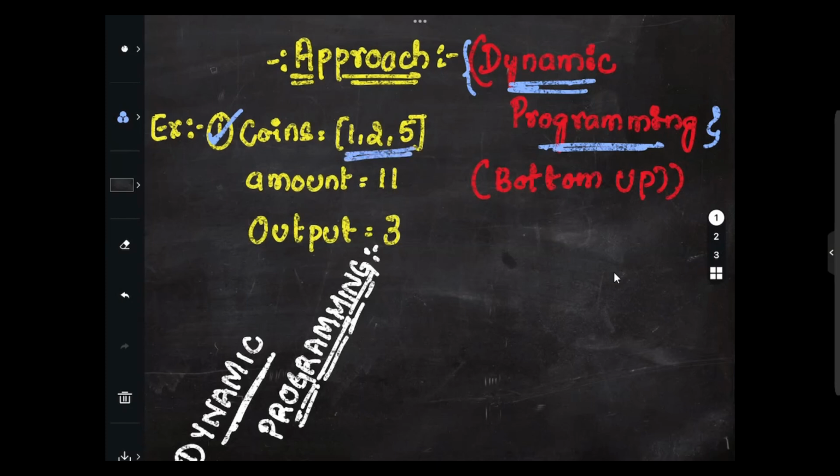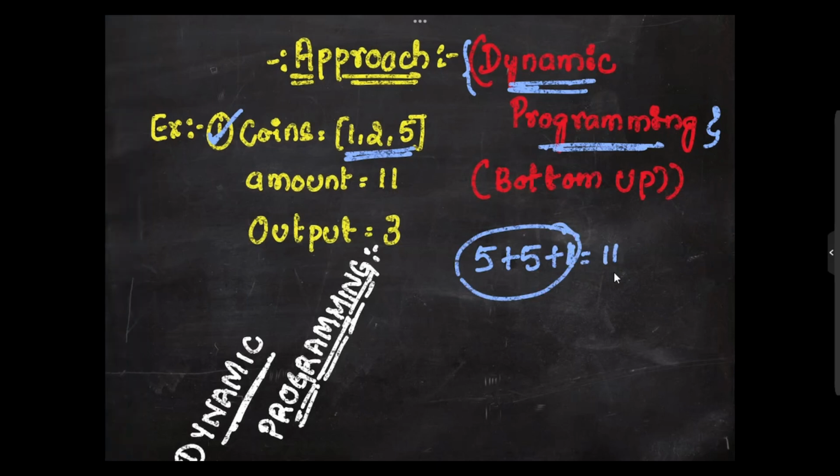So here we have 1 to 5. We have to find the minimum number of coins that is required to make up the amount basically. Here in this case, minimum we already have discussed this one. 5 plus 5 plus 1, that will lead to 11 basically, right? So we have to return the output as 3 because we have to find the number of coins that is required, right? Not the number of combinations. So here in this case, we have to return 3.